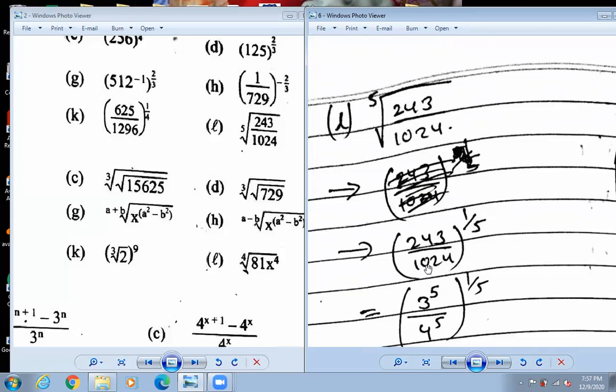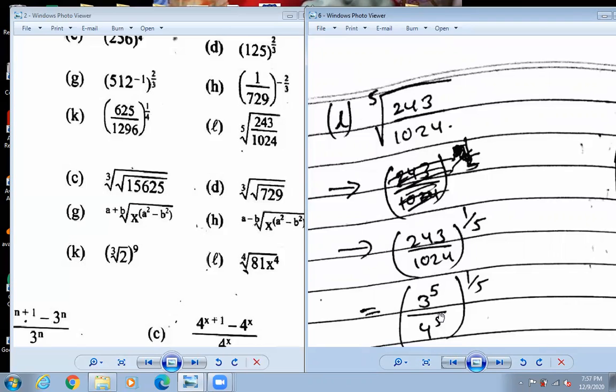Okay, now if we take the 5th root of it, what do we get? It becomes 4, right? So what is the power? 5. So 4 power 5. So this 5 and 5, what do we do? Cancel? No, take common.